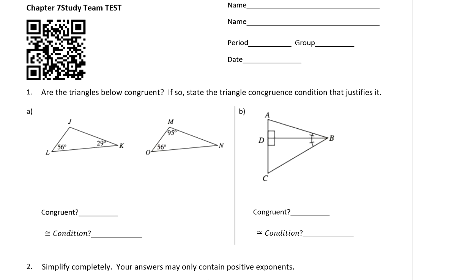It says, are the triangles below congruent? If so, state the triangle congruence condition that justifies it. Later on, there's a problem that asks us to list all 5 triangle congruence conditions. And one of the things you'll notice is that every single one of them has to have information about side lengths. None of them just have angles only.